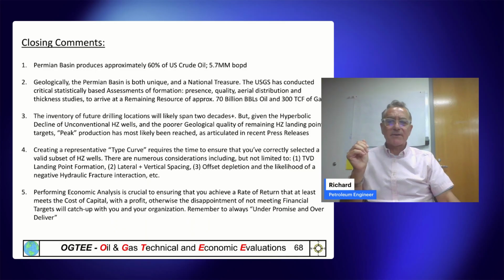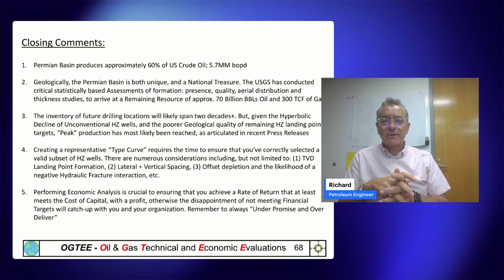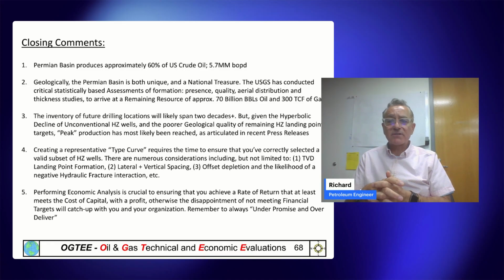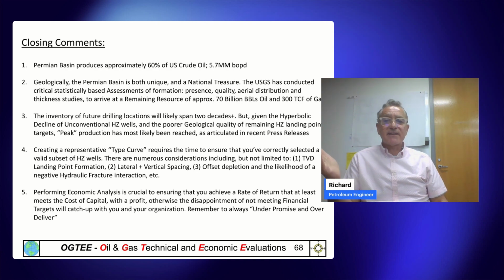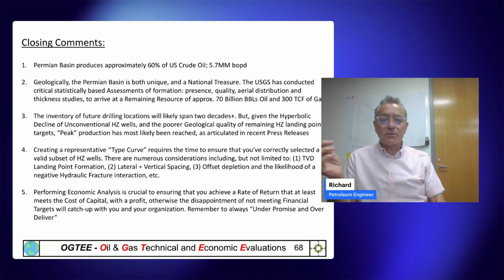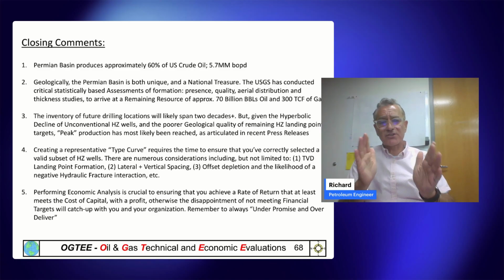Now, the Permian Basin produces about 60% of US crude oil. Geologically, the Permian Basin is both unique and a national treasure. The USGS has conducted critical statistical-based assessments of formation presence, quality, aerial distribution, and thickness studies to arrive at a remaining resource of approximately, cumulatively, 70 billion barrels of oil and 300 TCF of gas. Admittedly, those are from studies from 16, 17, and 18. Obviously, there's been some production in there.